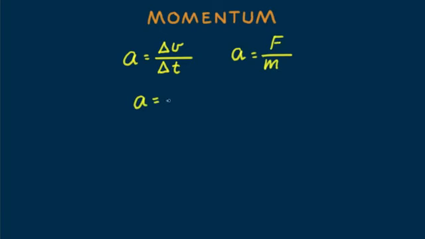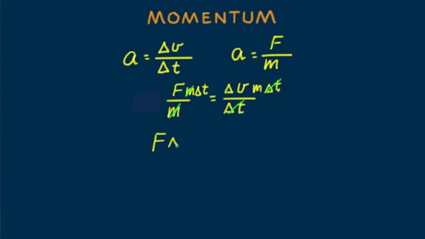Let's see what results when we equate a couple of familiar equations. Recall that acceleration equals delta V over delta T. Also recall that the acceleration is equal to F over M, Newton's second law. Let's equate the two acceleration equations. Multiplying both sides by M delta T, we get F delta T equals M delta V.